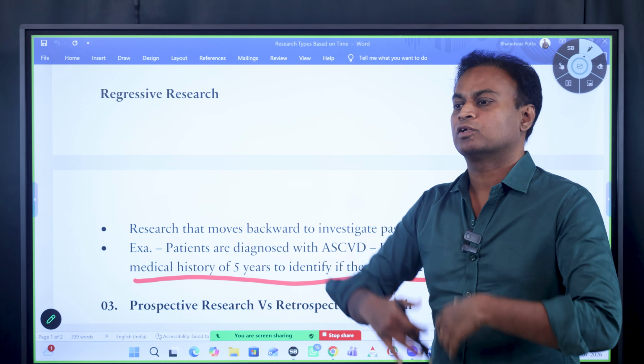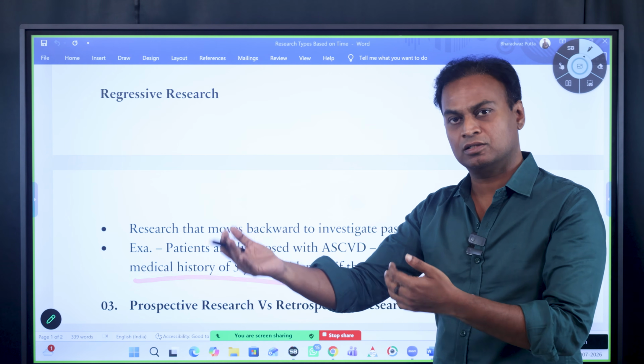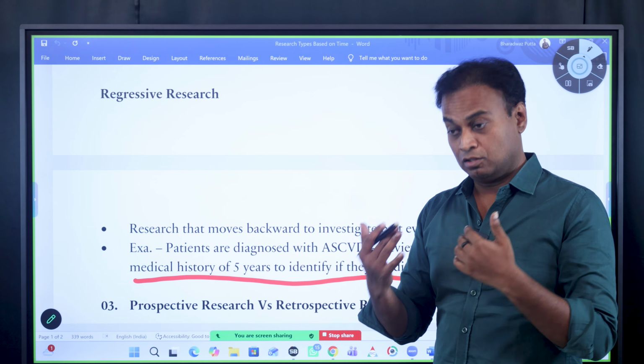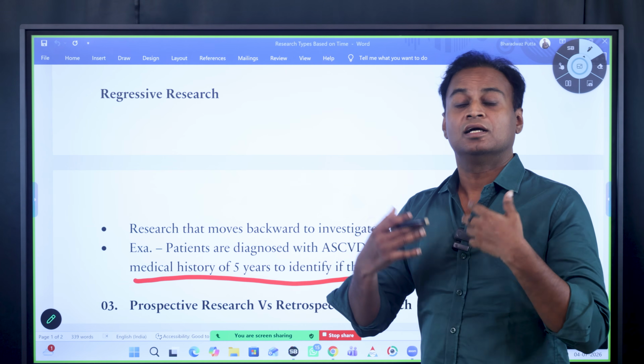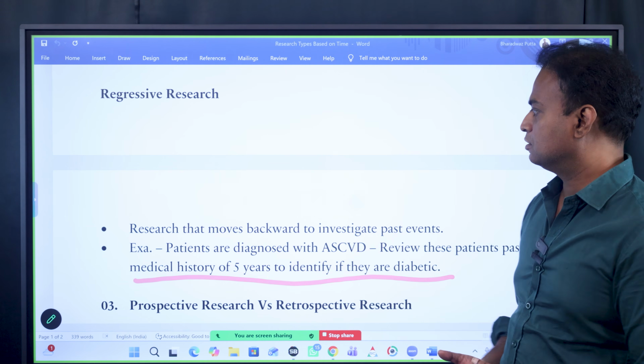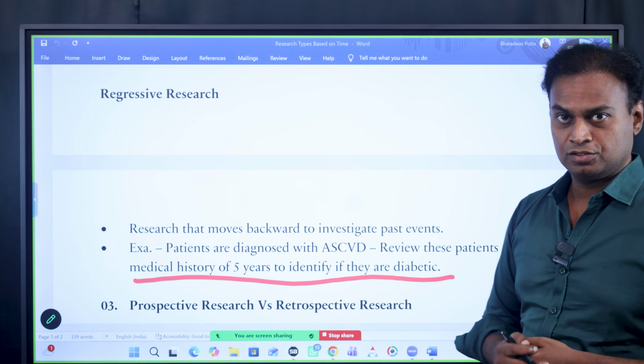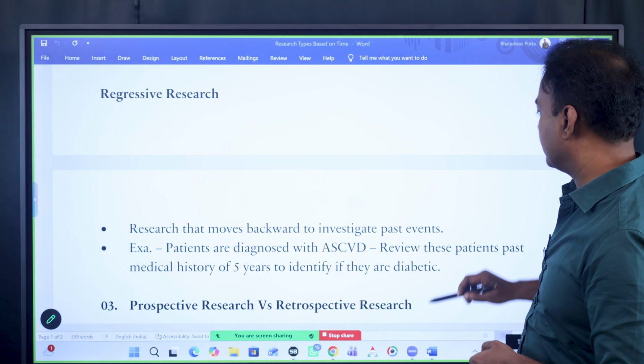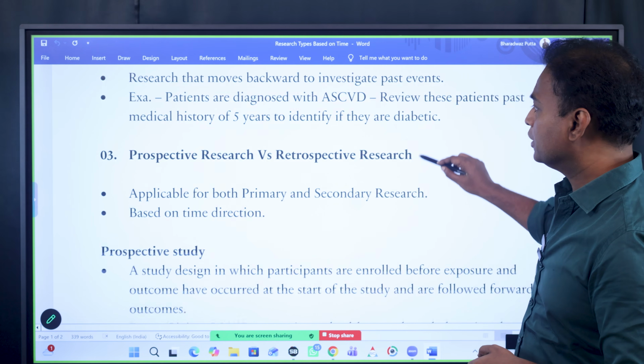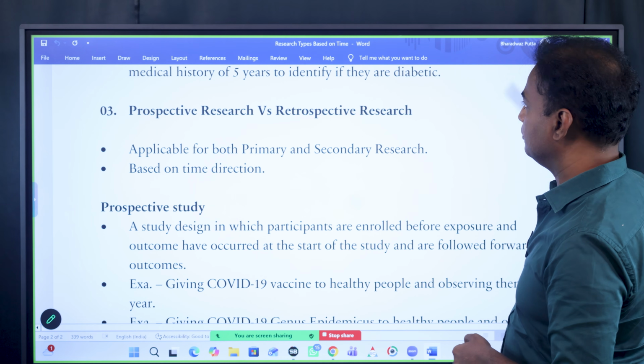What are you checking? You are going backwards, 5 years backward. You are getting their reports, their documents, and checking whether they had diabetes or not. That is retrospective research. That is based on the direction of the time. Next one is based on the direction of the time.